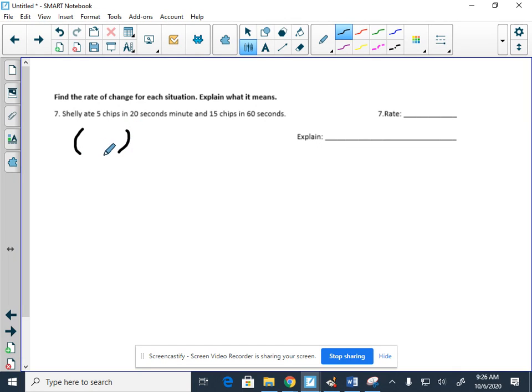Shelly ate 5 chips in 20 seconds. So 20 seconds, she ate 5 chips. 60 seconds, she ate 15 chips. We're going to make 2 ordered pairs out of this. Then we're going to find our rate, otherwise known as our slope. So slope's still going to be done the same way.